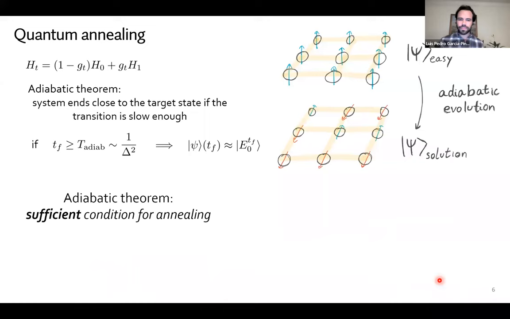So the adiabatic theorem is quite powerful because it tells you that you can do annealing. There's a sufficient condition on the timescales that ensures that annealing happens.